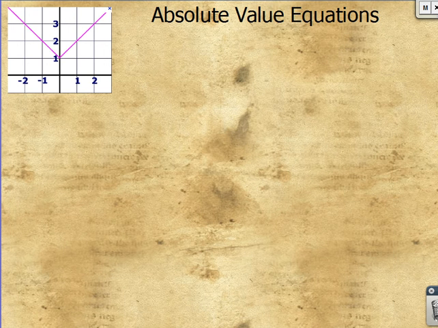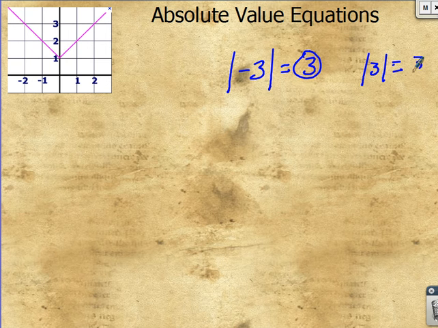Absolute value functions, probably the last thing we do today. I do need you to know this. Well, first off, you need to know what an absolute value is if you don't already. Absolute value of -3, absolute value of +3. What does absolute value mean? Does anybody know what the absolute value of -3 is? 3, good. Does anybody know what the absolute value of +3 is? 3.